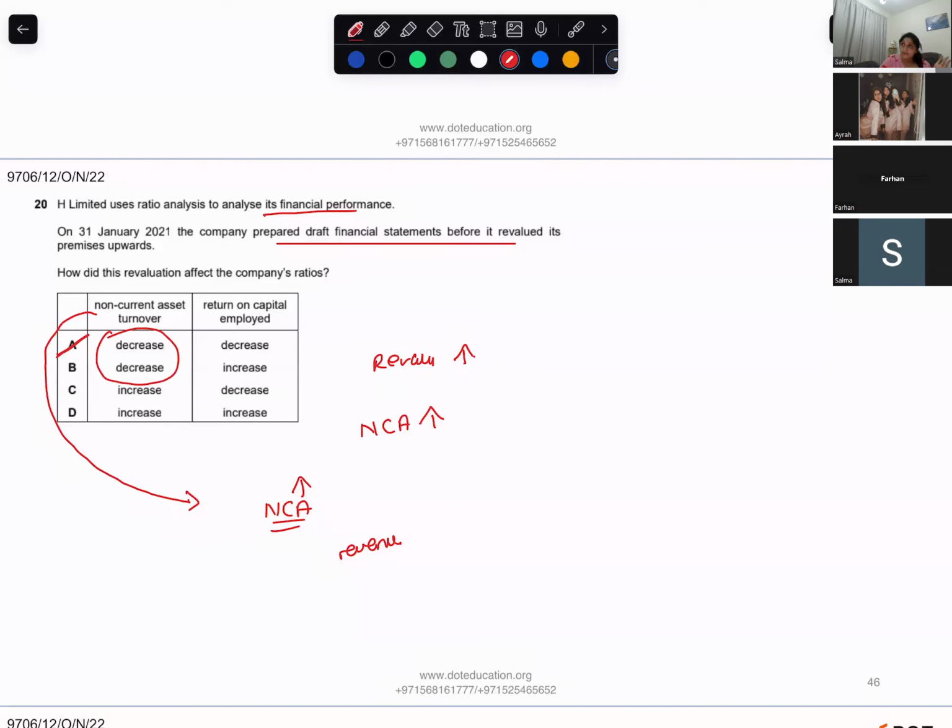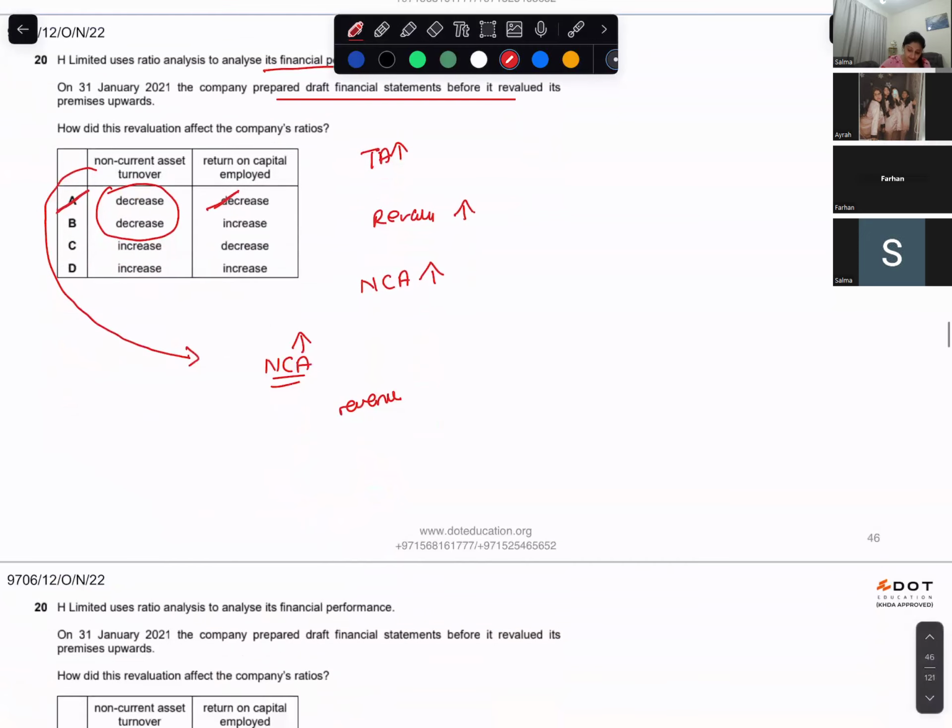Revenue is still going to remain the same. That means your return on capital employed is going to decrease because your total assets will increase, but revenue remains the same. So the answer is option A.